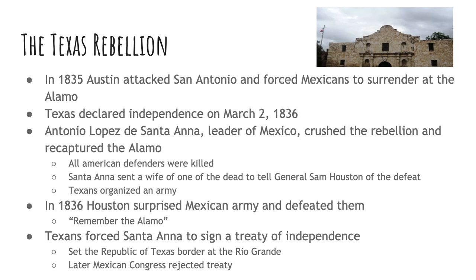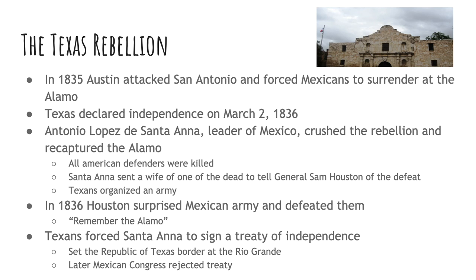Then that same year, Sam Houston, with his army, surprised the Mexican army and defeated them. And one of the very famous quotes from this battle was when the Americans were marching in to attack, they yelled out, "Remember the Alamo." So it was kind of like revenge for the Americans.